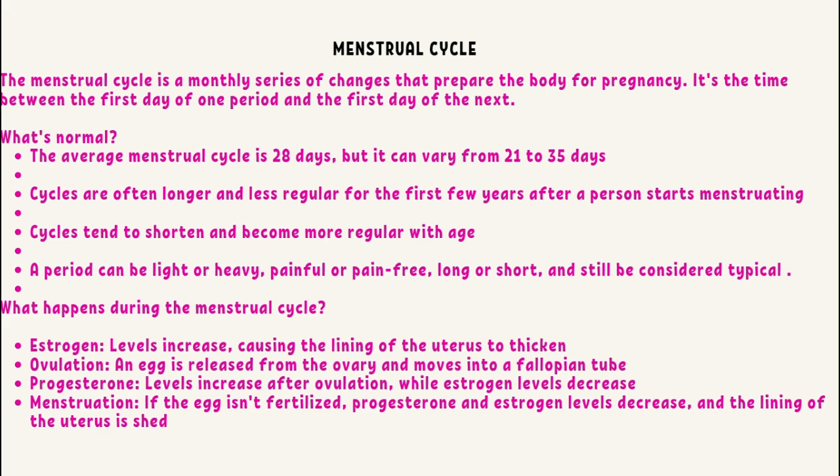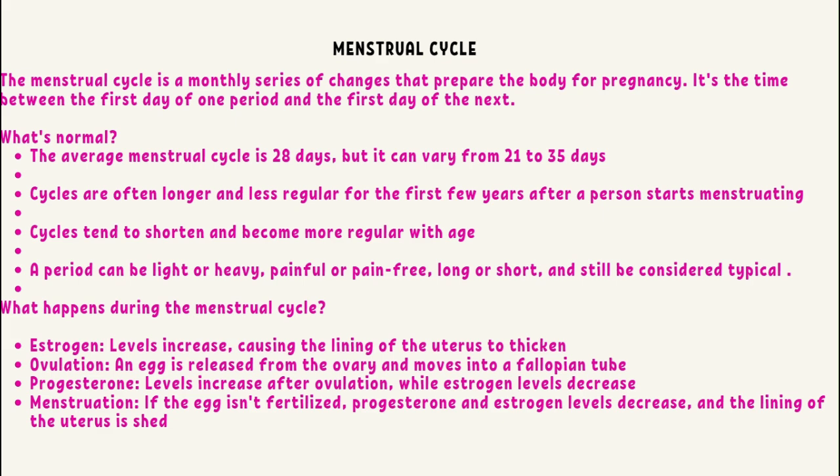When estrogen levels increase, they cause the lining of the uterus to thicken, right? So the uterus lining is going to thicken, and then ovulation happens, when the egg is released from the ovary and moves into the fallopian tube. Now what the body is expecting at this point is, oh, an egg will implant and you'll get pregnant. But when that doesn't happen, the opposite happens.